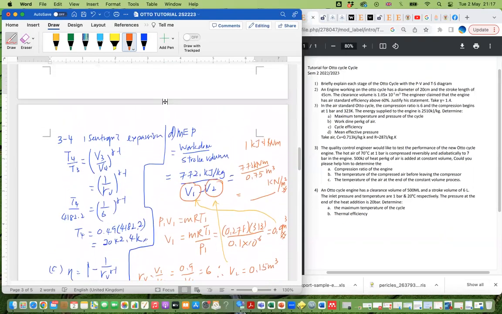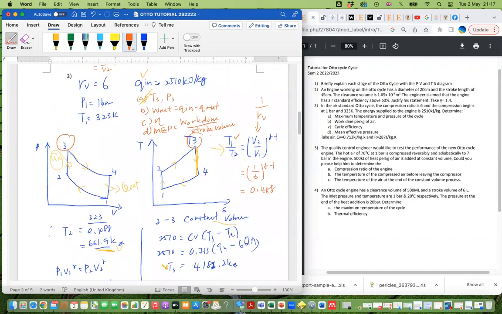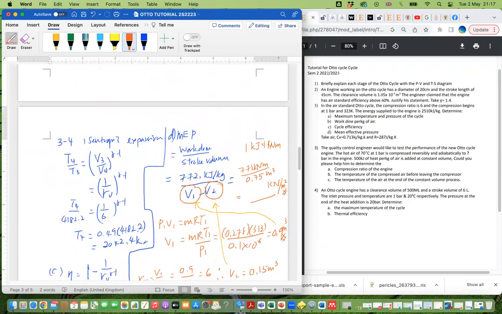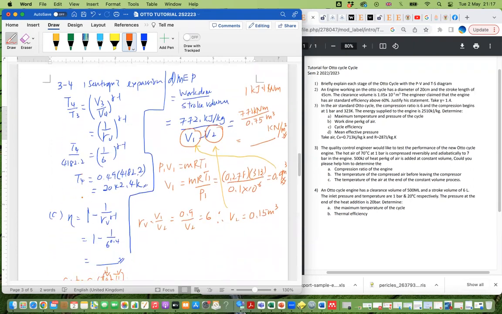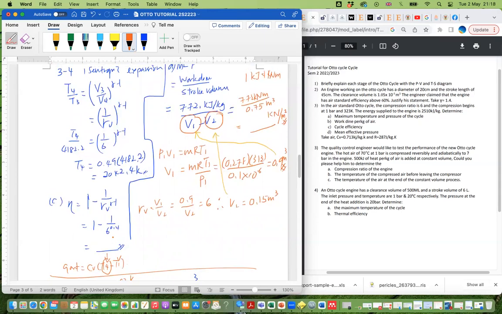Since you have the Q out, given Q in is 2510, you minus the Q out. Your work done is 772 kilojoule per kg. You can check it and get back to me if you couldn't get a close answer. So then you have done the B part. What about the C part? The C part is efficiency. Since you have the compression ratio, plug in everything and you're able to get the efficiency value.